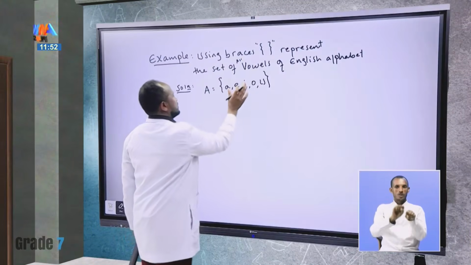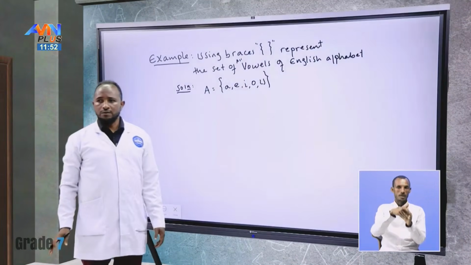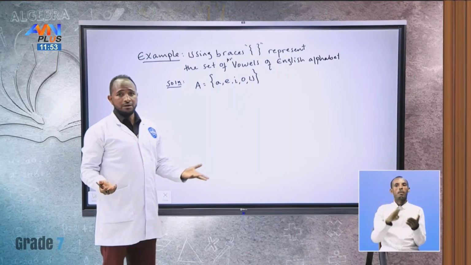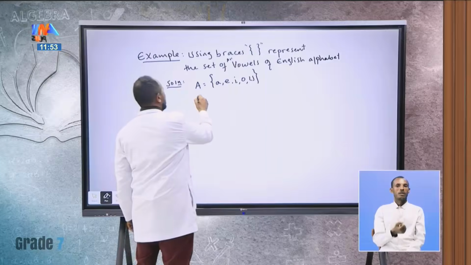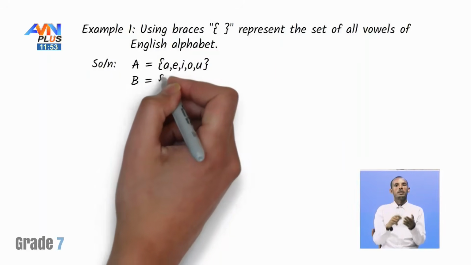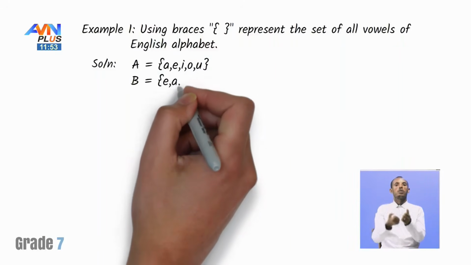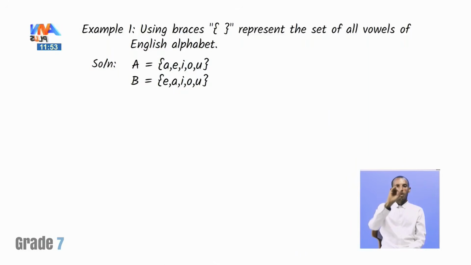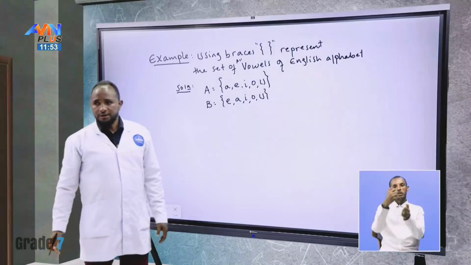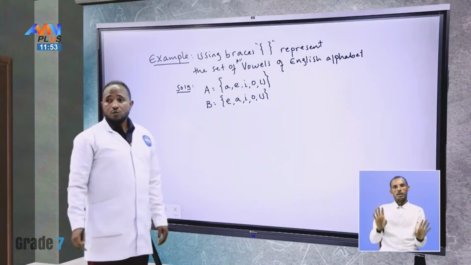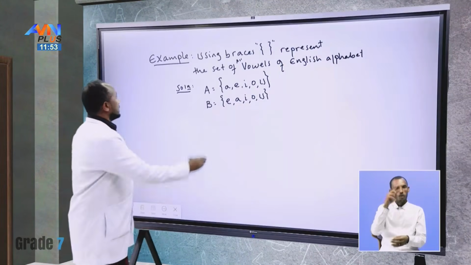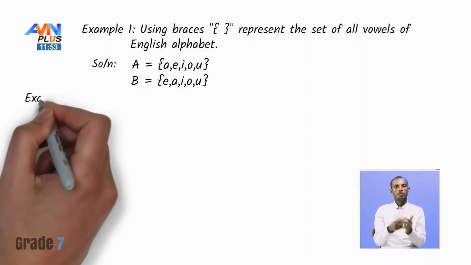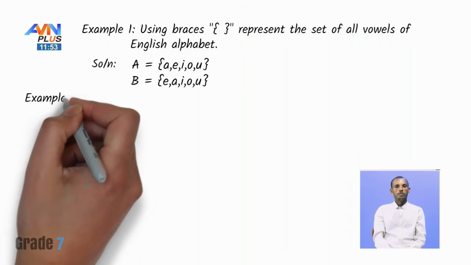So this set is represented symbolically using this one. By the way, you can also rewrite this by reordering. So I can write this set, set B, and the order can be E, A, I, O, U. So the order doesn't matter. Now, let me give you one question. Example 2, assume this to be example 1.